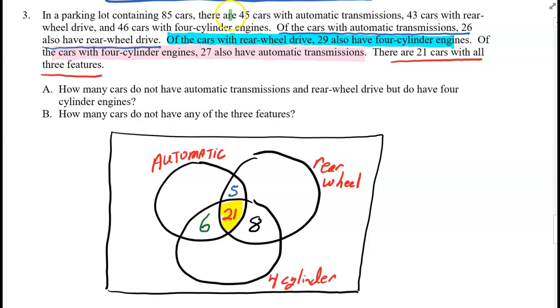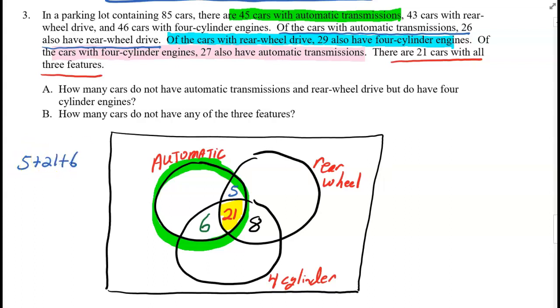to the fact that there are 45 cars with automatic transmissions, which is this full circle that I just highlighted in green. So all of those numbers need to add up to 45. So if I take 5 plus 21 plus 6 and add those up, you get 37. And that full circle is 45, so 45 take away 37 leaves me with 8. So I'm going to put an 8 in only automatic transmission.